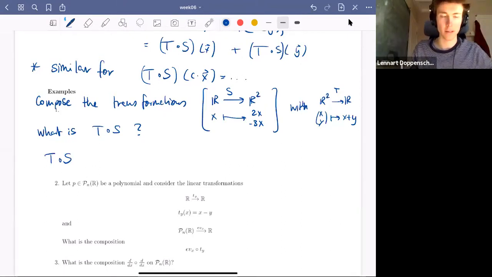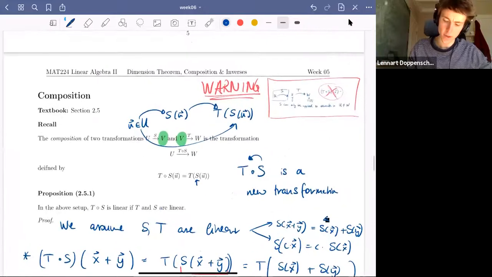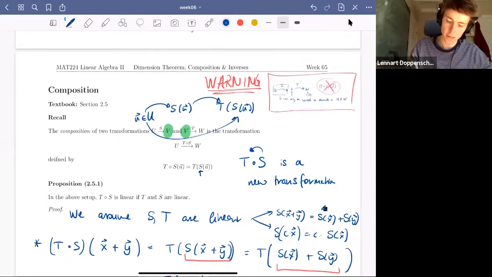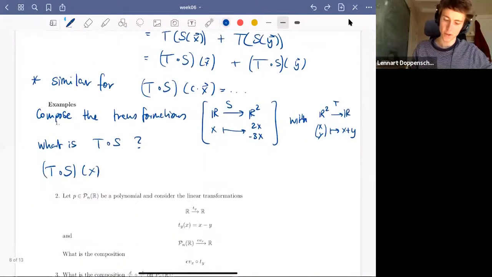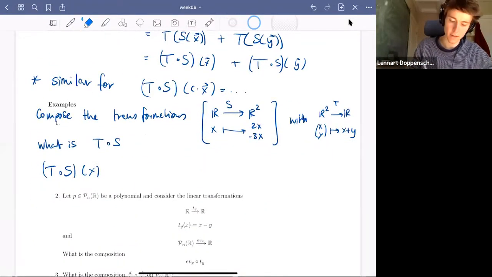Yes, the answer is correct. So we can only apply this to x because remember from this diagram here, T composed S has to go from the very left to the very right. So it skips the V. Here the T of S will go from R to R. It will skip the R2. So it connects, it's like a domino, it goes from here to here.